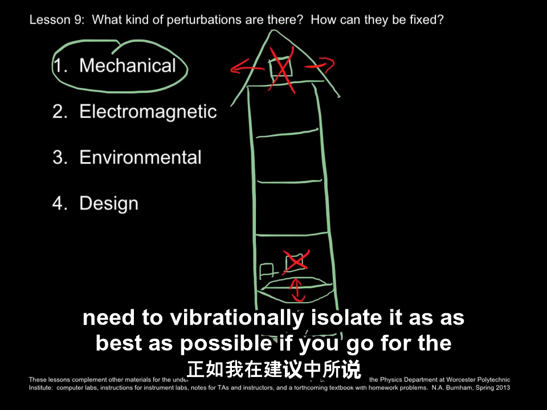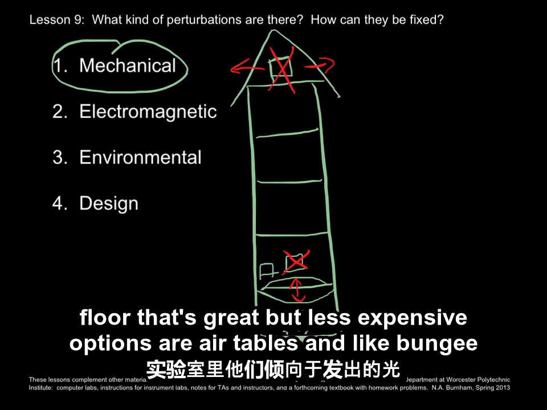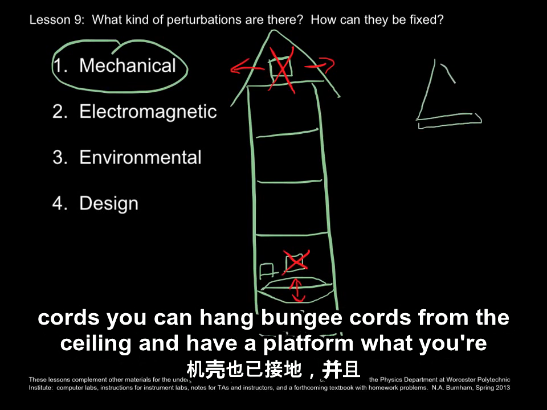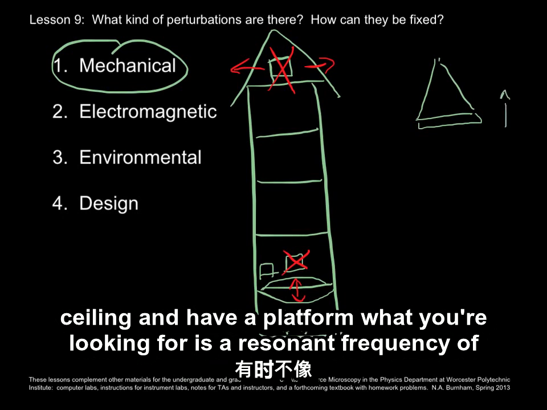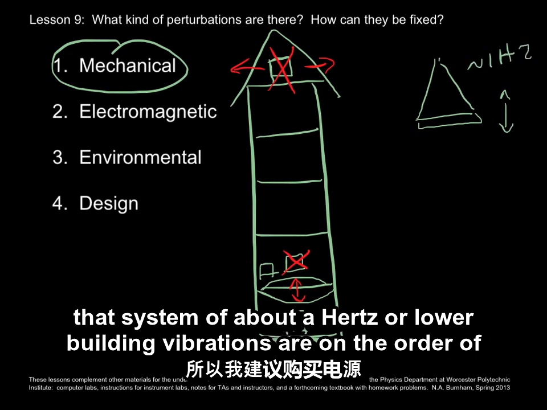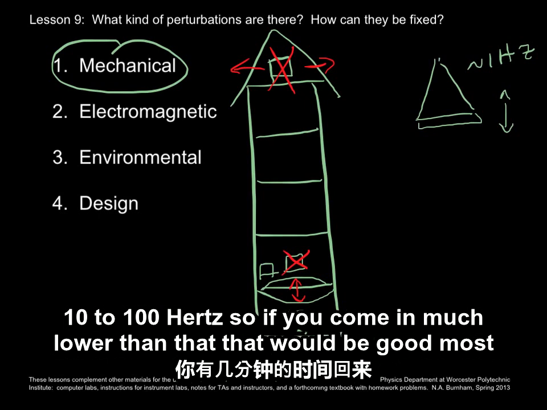If you go for the expense of a vibrationally isolated floor, that's great. But less expensive options are air tables and bungee cords. You can hang bungee cords from the ceiling and have a platform. What you're looking for is a resonant frequency of that system of about a hertz or lower. Building vibrations are on the order of 10 to 100 hertz, so if you come in much lower than that, that would be good.